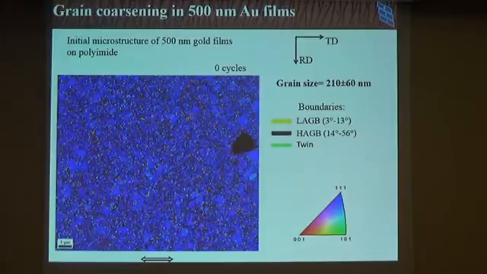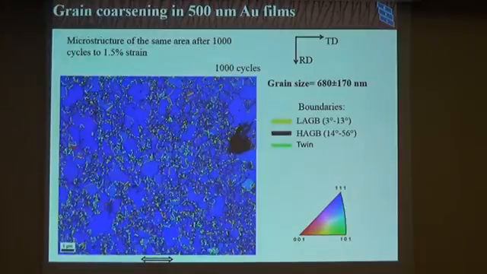Now what happens after 1,000 cycles? You see that the grain growth is very, very strong. We now have an average grain size of 600 nanometers and more, so it's 300% of grain growth after 1,000 cycles. We have relatively large strains, 1.5%, which is definitely in the plastic regime for gold.